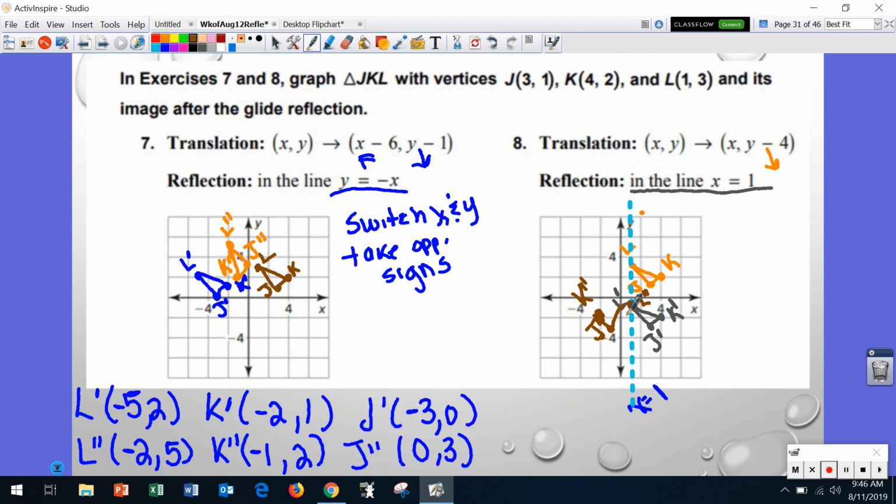And connect the dots. And if you notice, the primes and the double prime pictures should match up if you fold your paper across this line. And there you go.